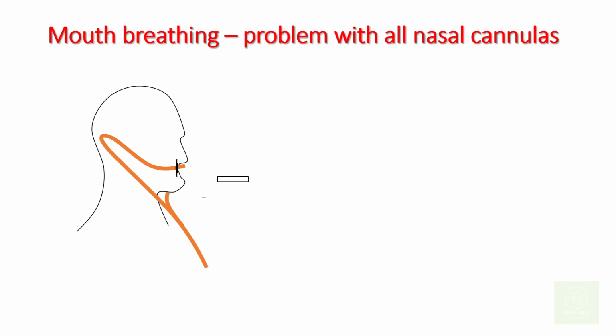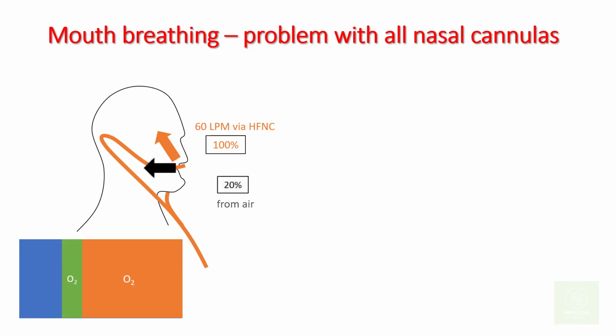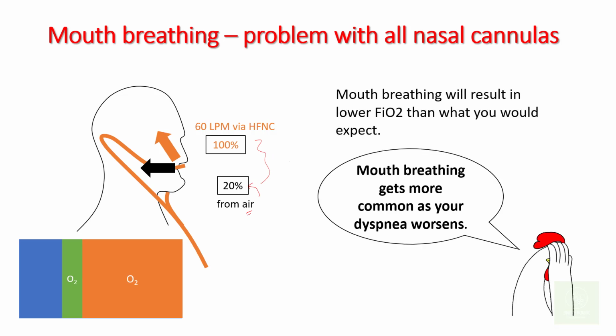There's another problem, which is the problem of mouth breathing. This is the problem with all the nasal cannulas. In this patient with high flow, he was getting 100% FiO2 using 60 liters per minute via high flow. However, if the patient starts breathing through the mouth, he's going to breathe in room air, which has 20% oxygen. So he's going to dilute the amount of FiO2 that he's really receiving. And to make matters worse, mouth breathing gets more common as your dyspnea worsens.